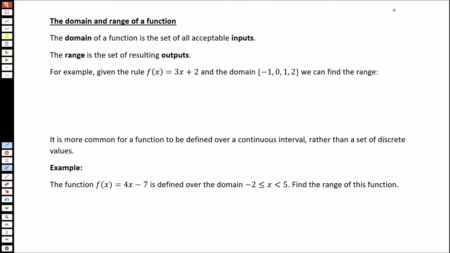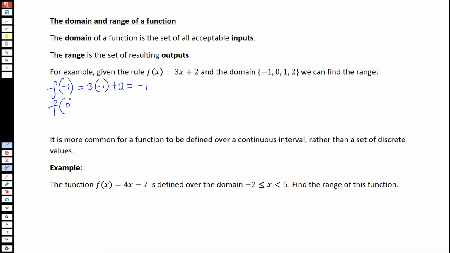For example, given the rule f of x is equal to 3x plus 2, and the domain is these discrete values, negative 1, 0, 1, and 2, we can find the outputs, which is basically the range. Let's work out the outputs when these numbers are plugged into this function. When you plug in negative 1, the answer will be 3 multiplied by negative 1 plus 2, which will be equal to negative 1.